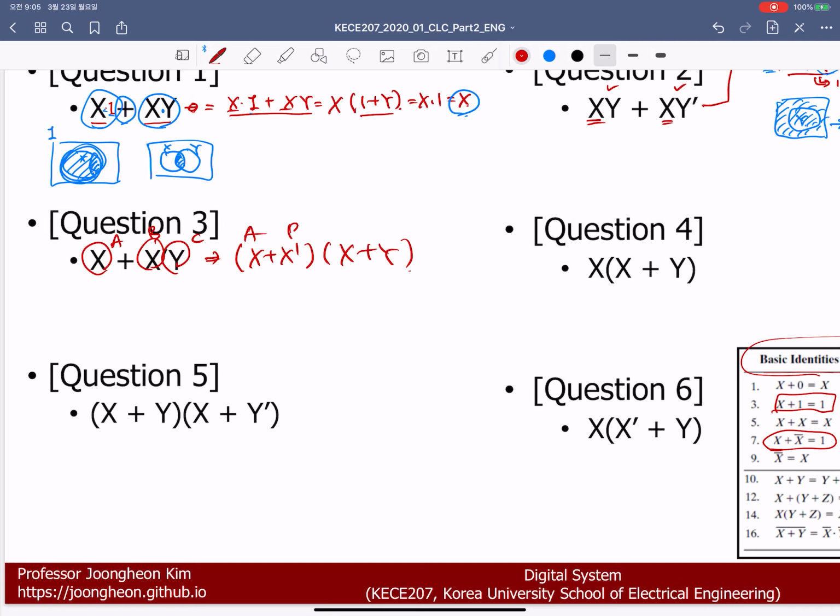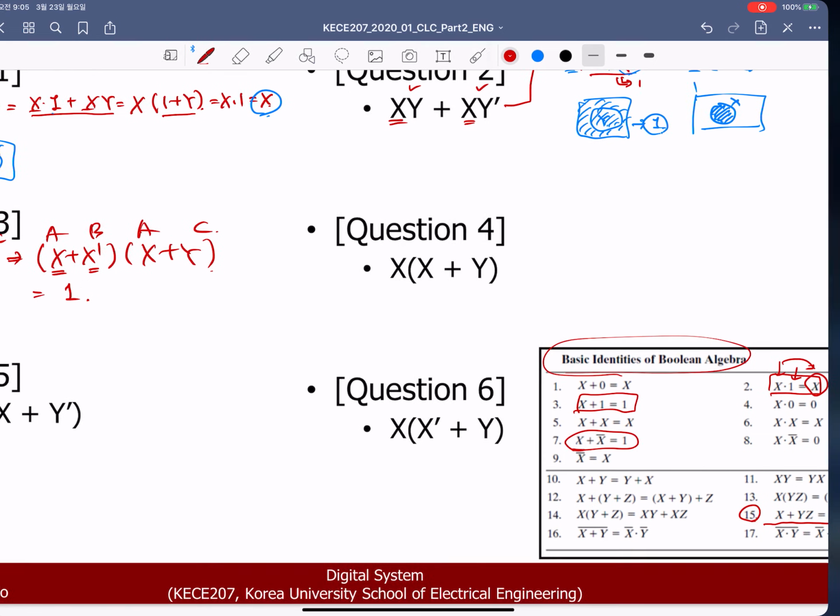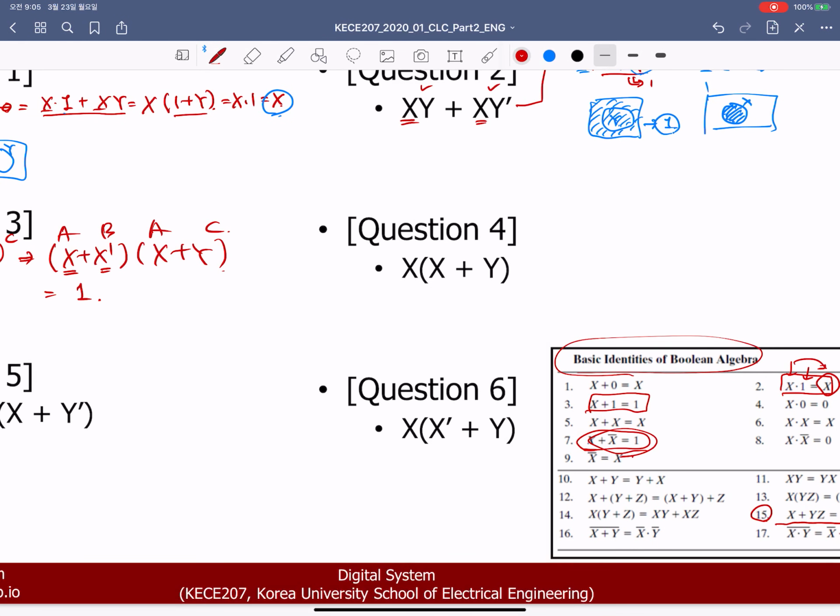Because this is A, B, A, C. So eventually, this means 1. So as we did here, number 7, and then you have x plus y. And then by number 2, this becomes x plus y, and that's it, okay?